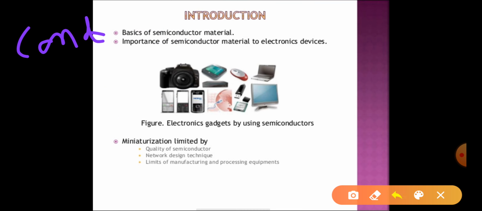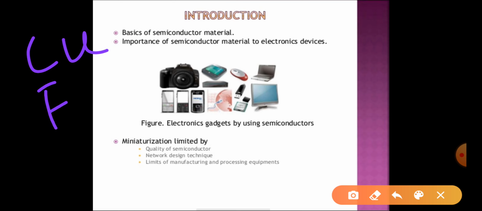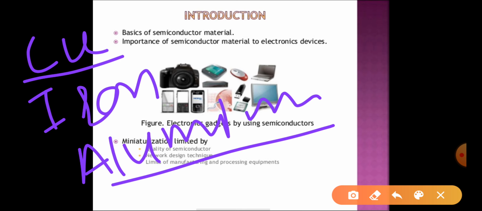A conductor is a material which conducts electricity, and an insulator is a material which doesn't conduct electricity. For example, rubber is a good insulator which doesn't carry electricity. The second example is glass, which is again an insulator, and also some dielectric materials. In the conductor category we will see copper, Cu, then ferric, that is iron, and aluminium. Normally our electricity wires are made up of aluminium, and the household devices are connected with copper. So these are the conductors and insulators.